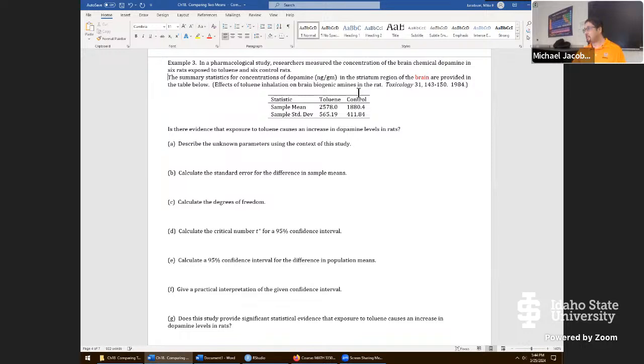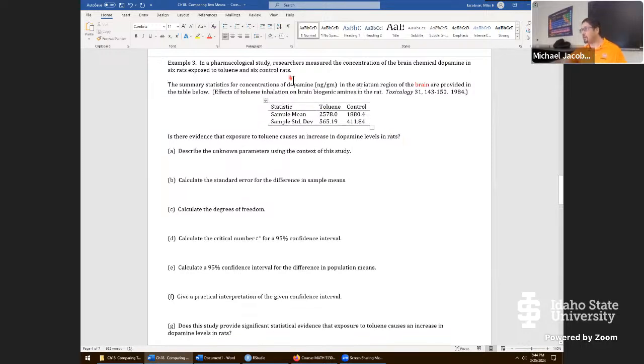They say next, the summary statistics for concentrations of dopamine in nanograms per gram in the straight chain region of the brain are provided in the table below. And this is the source of the data, if you'd like to take another look at it. All we have here is summary data. And so this is a pretty typical question for an exam setting, say exam 3, something about like this. It gave us a lot of data, this time in a table. And probably before we get started, we might want to start coding things up and describing them.